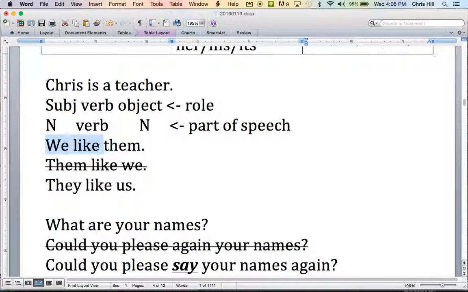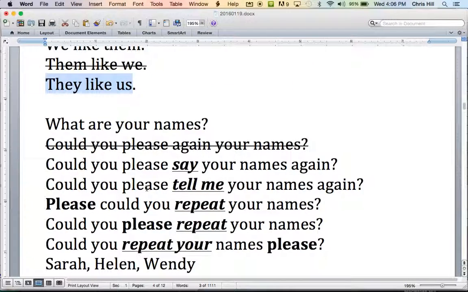So we can say we like them, but we can't say them like we, because them is an object pronoun and we is a subject pronoun. If we want the third person plural in subject position, we don't use them, we use they. In an object position, we don't use we, we use us. They like us.